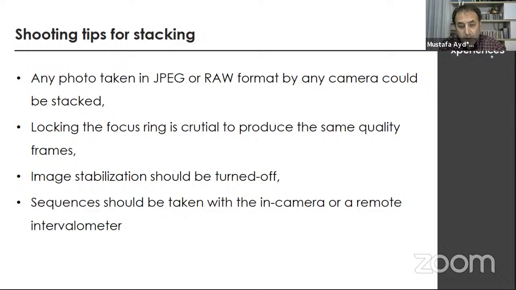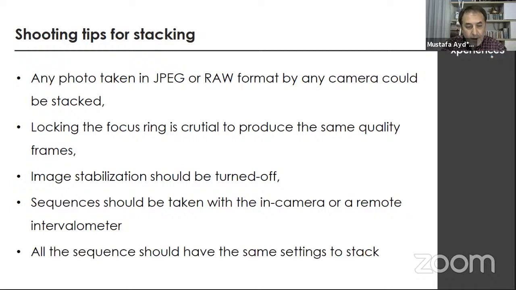And it is better to use a remote intervalometer, or if your camera has an integrated intervalometer, it's good to use and make a sequence and shoot this sequence one after another. And of course, all the subframes should have the same settings, like same ISO, same exposure time, same diaphragm or aperture settings, and all the other settings should be the same, like white balance, and if the long exposure noise reduction is off on one subframe, it should be off on the other ones as well.